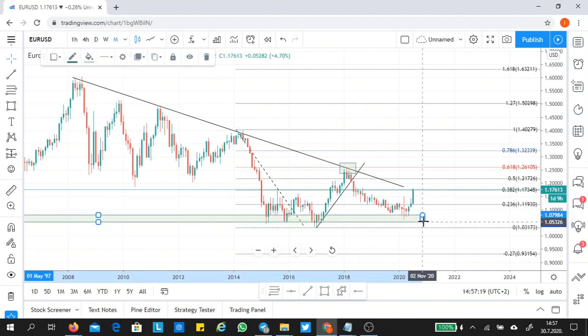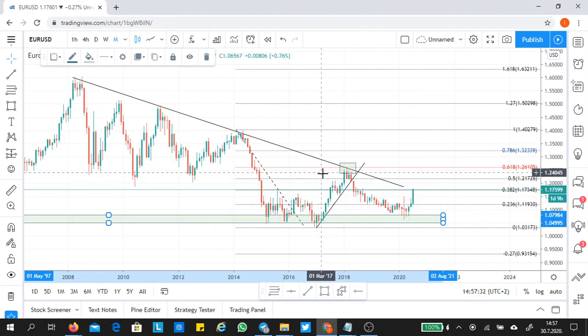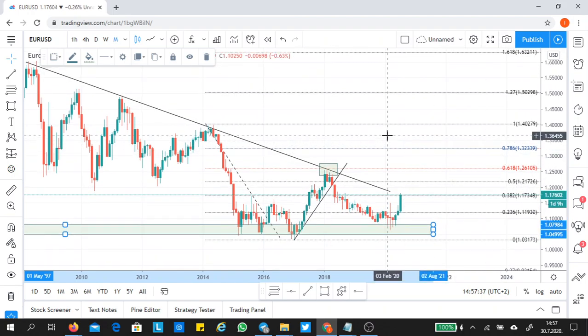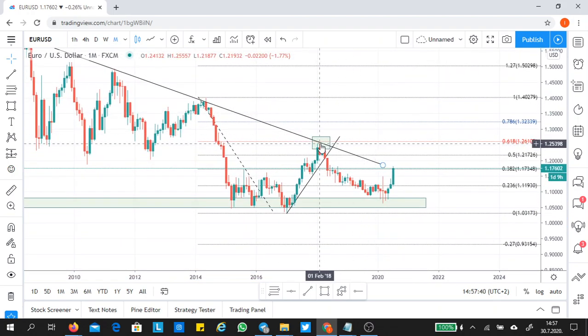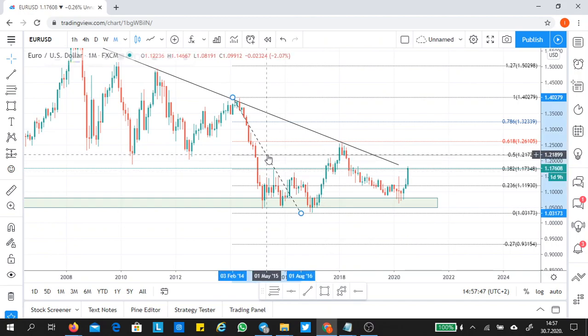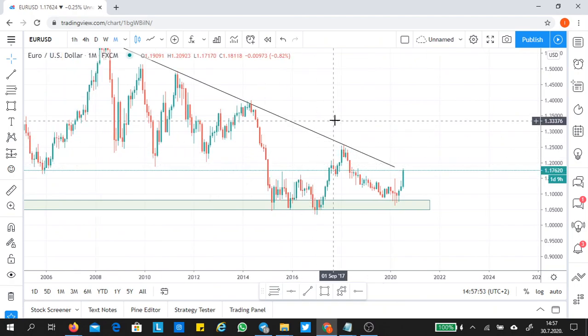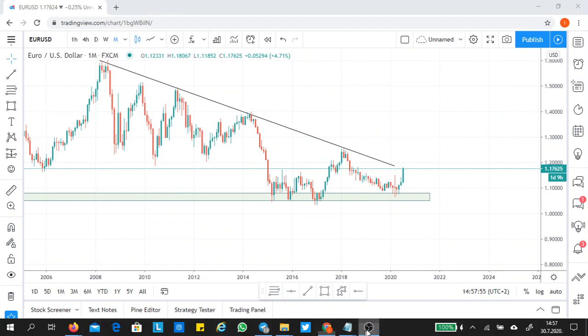We can extend this level up to here, and in the future here, and we can see what we can expect then in the future regarding the positioning, let's say. So we will remove this also, we will remove this also, and we will remove this also. We can just leave this one too.